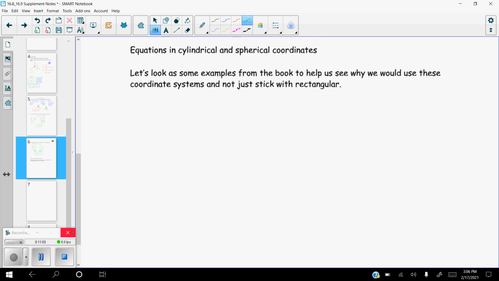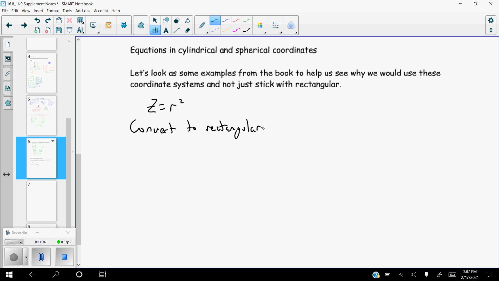All right. Equations in spherical coordinates. So let's look at a couple of equations. These are actually from the book. I did not type them up. So let's see how this would look. Let's do the equation z equals r squared, and we want to convert that into rectangular so that maybe it'll make a little bit more sense. So we're going to convert to rectangular.